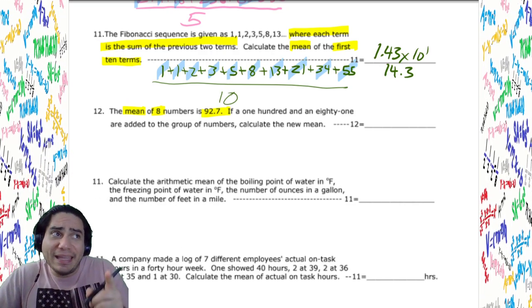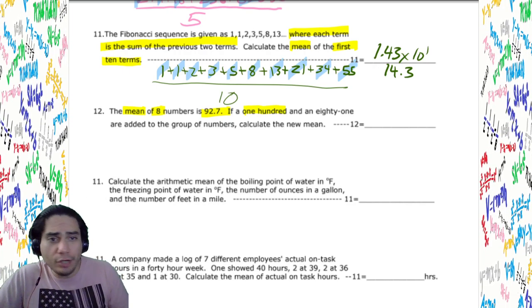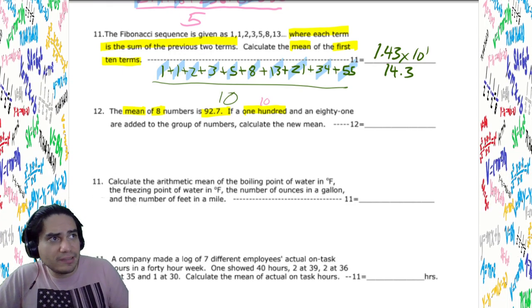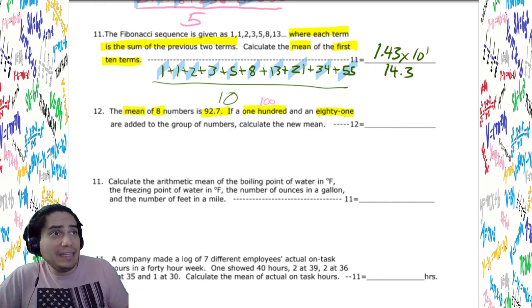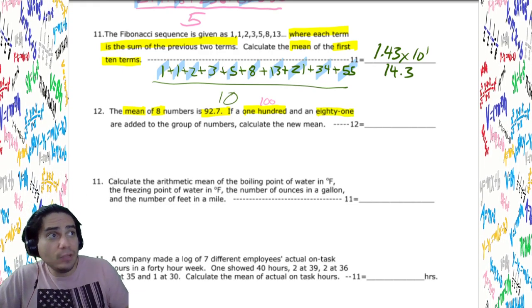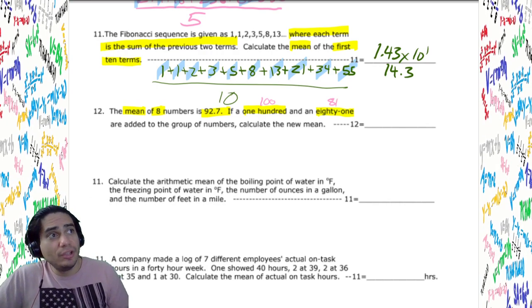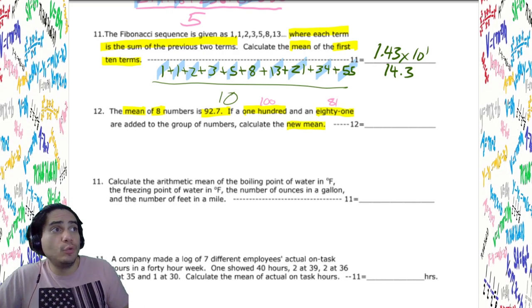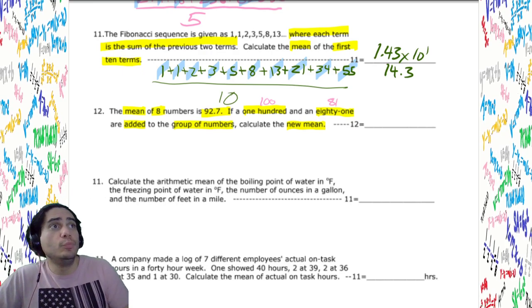If a 100, okay, so 100, what's that? That's this number right here, that's 100. And then not only that, and an 81, so an 81 is that number, are added to the group of numbers. Calculate the new mean, okay? So we got a new problem, a new mean here.